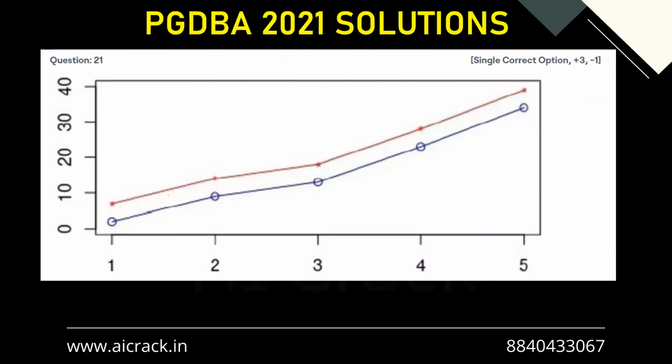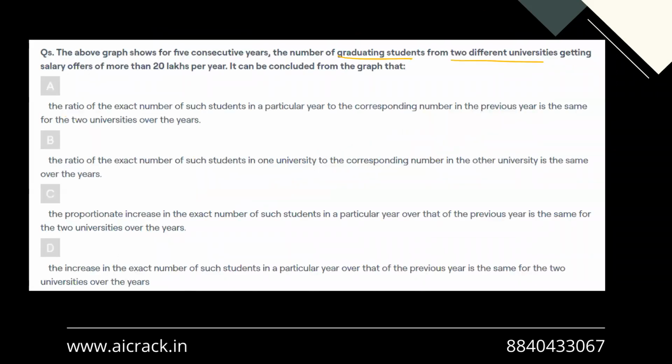So basically these are the number of students graduating from two different universities. One graph is for one university and the other graph is for the other one. The first option says that the ratio of the exact number of students in a particular year to the corresponding number in the previous year is the same for the two universities over the years.